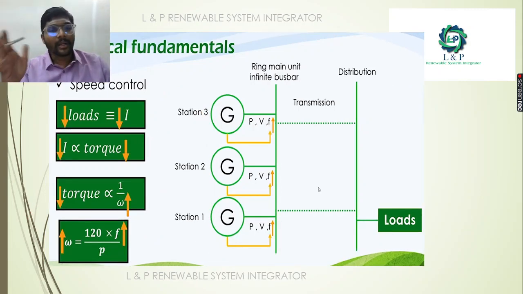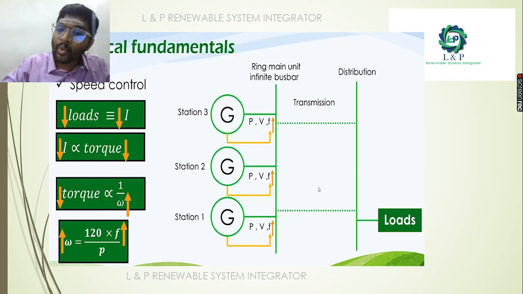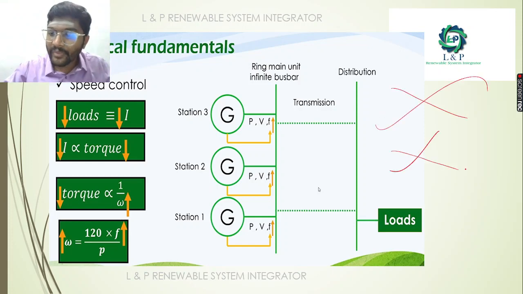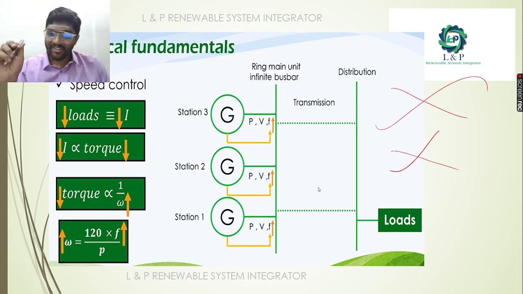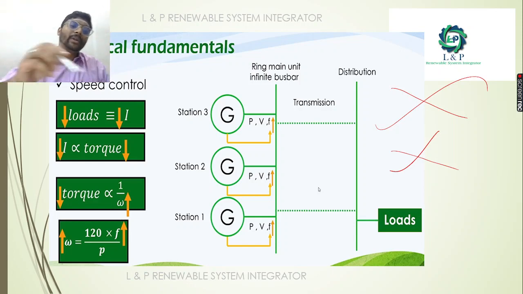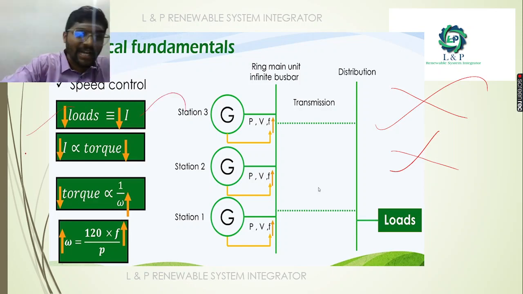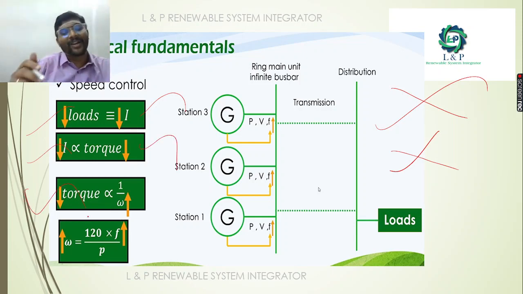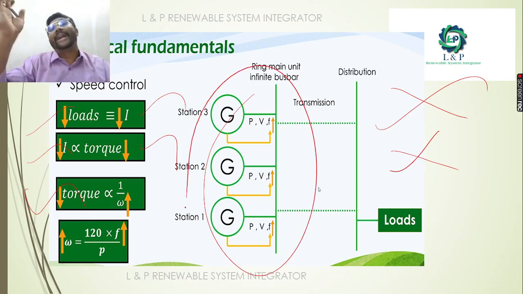Consider a situation. Now what is happening? We have removed the existing two loads which were connected in the distribution line. Now we have three substations. Okay. Here what is happening? We have excessive power, which means we have very less load. So when the load reduces, current also reduces. When the current reduces, torque also reduces. When the torque reduces, angular speed will increase. When the angular speed increases, the frequency will be very high.